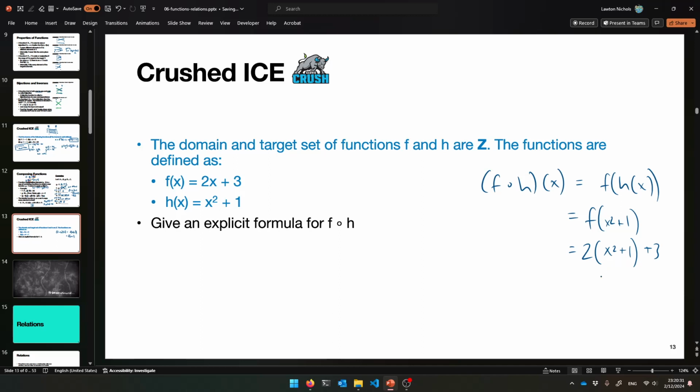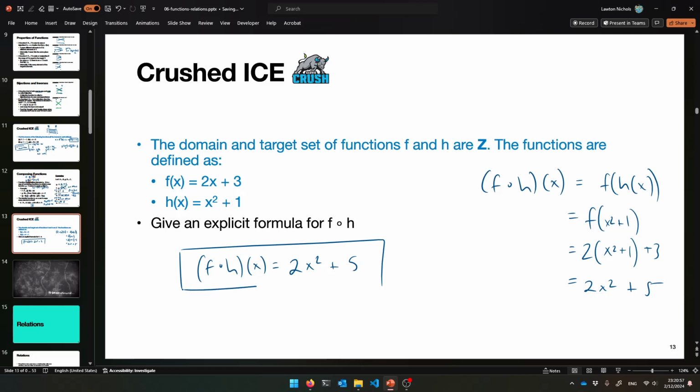And then, so we can solve for an explicit formula here. This is equal to 2x squared plus 2 plus another 3, so plus 5. So that's your explicit formula for f after h. So f composed with h of x, that's defined to be, first of all, a function from Z to Z again, and it's equal to 2x squared plus 5. Okay? I hope that makes some sense.